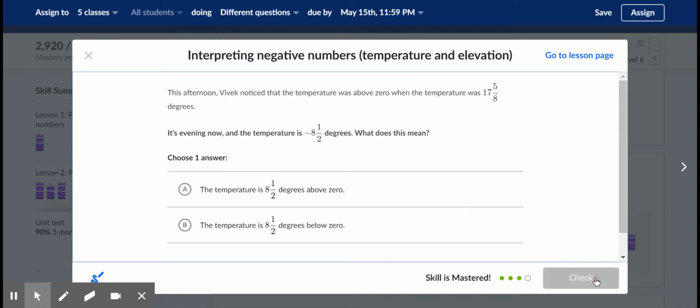All right, and the last question. This afternoon, Vivek noticed temperature was above zero when it was 17 5/8 degrees. It's evening now, and the temperature is negative 8.5 degrees. What does this mean? So again, if it says above zero is a positive number, below zero is going to be negative. So that would be B, below zero.